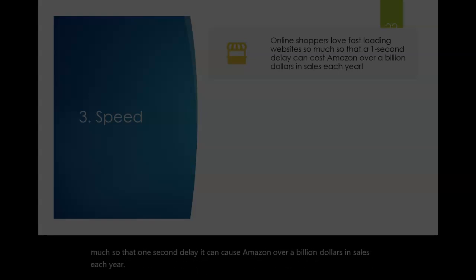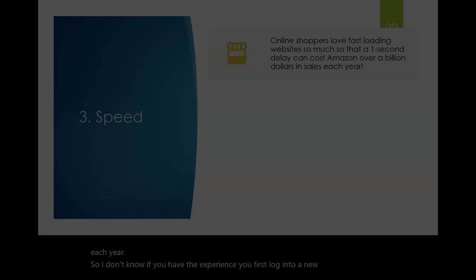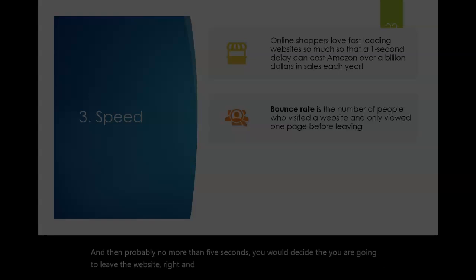I don't know if you have had the experience. You first log into a new website and the website is loading like this, and then probably within no more than 5 seconds, you decide you are going to leave the website, right? More and more studies show that when website speed is slow, it reduces the conversion rate and the bounce rate increases.